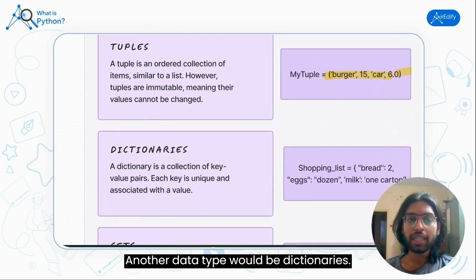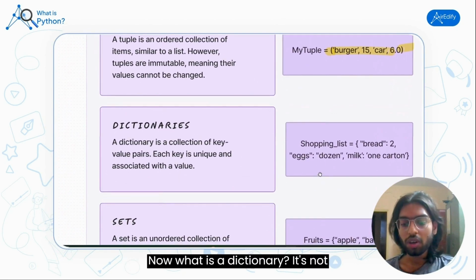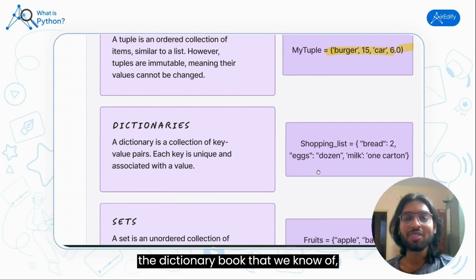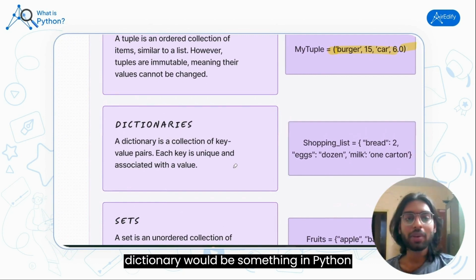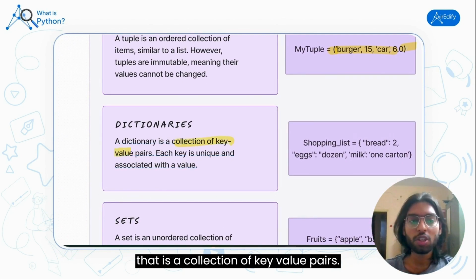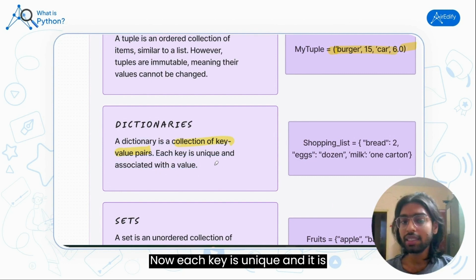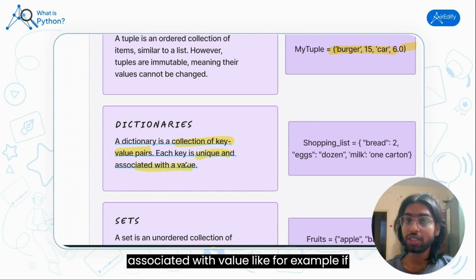Another data type would be dictionaries. Now, what is a dictionary? It's not the dictionary book that we know of, which has all the meanings, but a dictionary would be something in Python that is a collection of key value pairs. Now, each key is unique and it is associated with value.